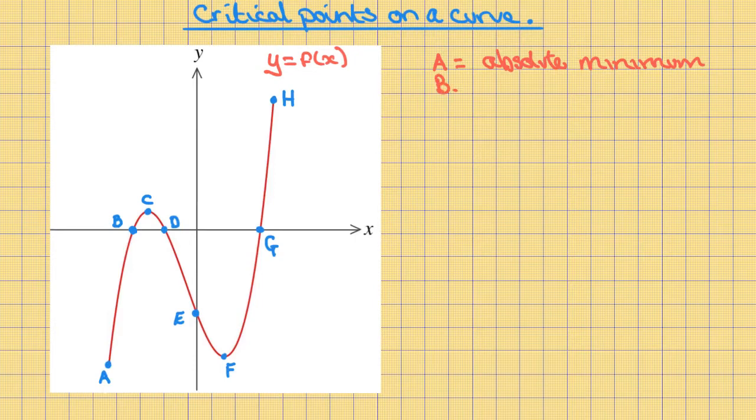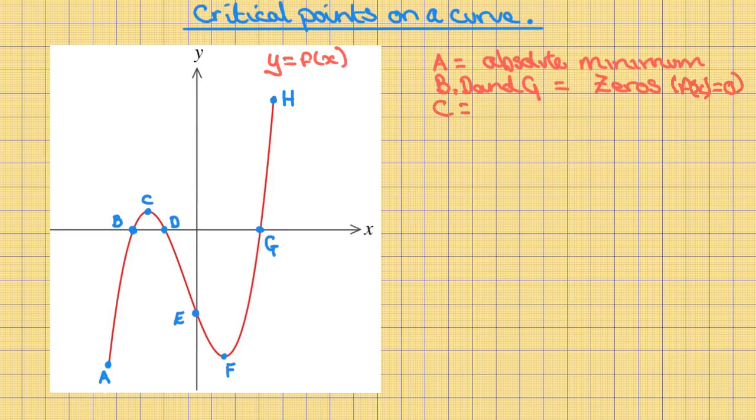B, D, and G are zeros. They are the points on the graph where the function f of x equals 0. So f of x equals 0 at those points.